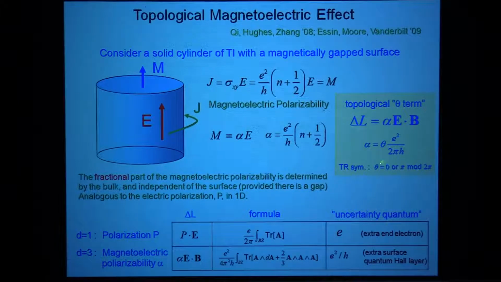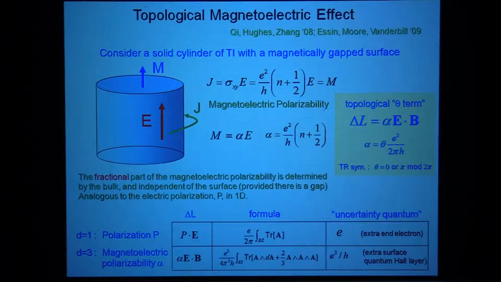Modulo 2 pi, having a theta term equal to pi is consistent with time reversal symmetry. Okay, and so this is the idea that in a topological insulator you have theta equals pi. In a sense, this is kind of like the story that I told you about the electric polarization in one dimension.